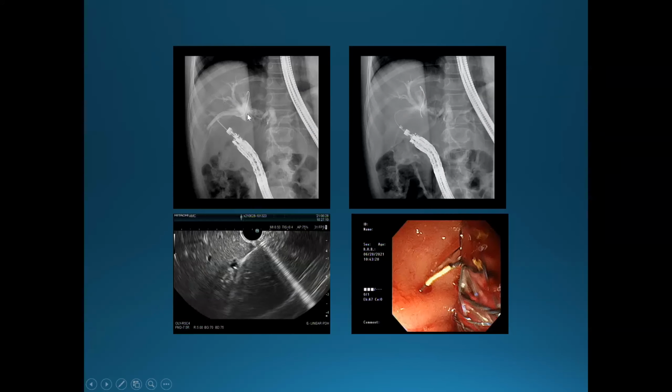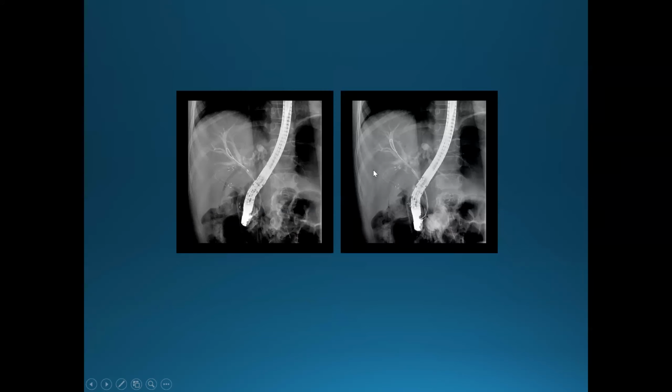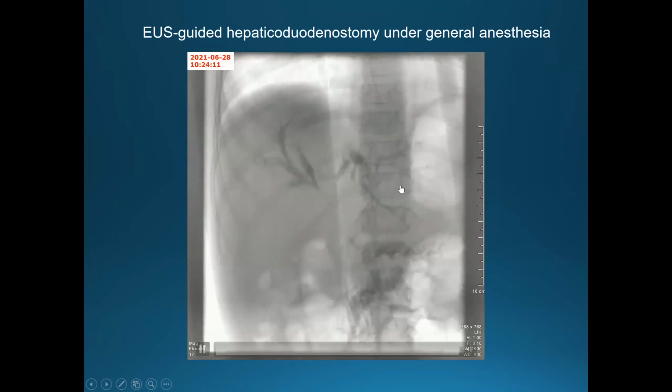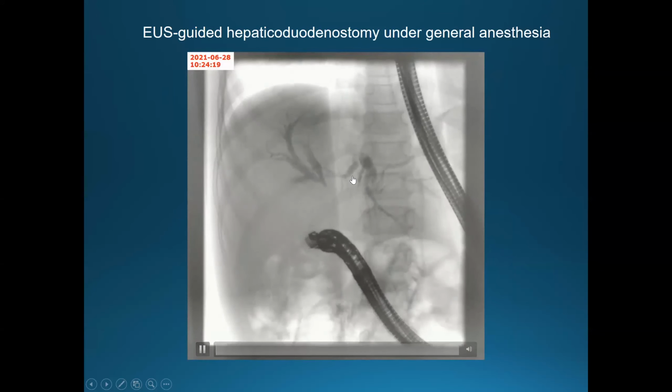There is a separation and complete obstruction of the right posterior main duct. We performed guide wire placement and balloon dilation, and finally placed a 6 mm diameter fully covered metal stent inside. After the procedure, we placed ENBD plastic stents in the left and right ducts. Let me show some video here.